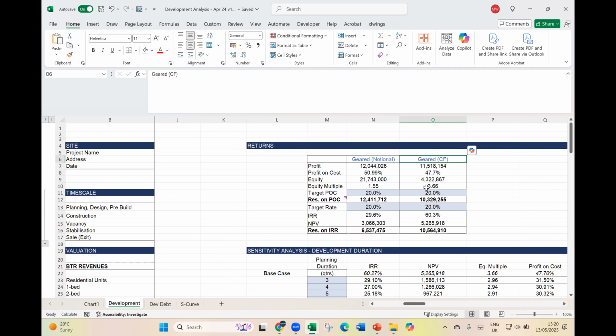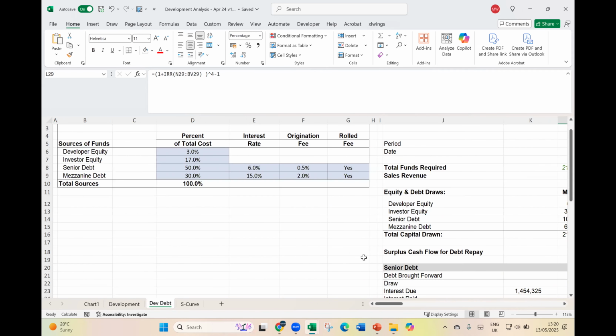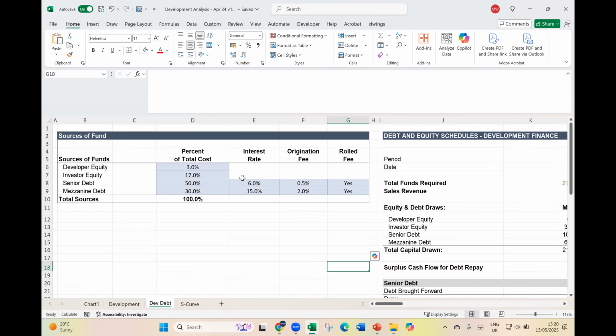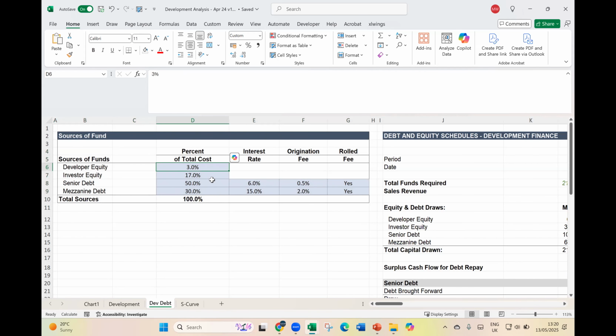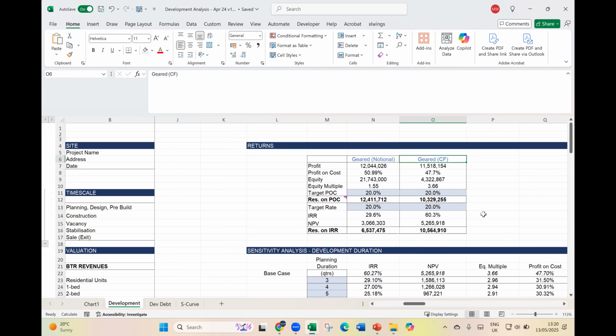And then you have the geared cash flow here, which is then based on the debt finance here, and I won't have time to go through the debt finance here, but it assumes that you have what we call the capital stack. Yeah, so the capital stack is where you're going to have a mix of where the money is going to come from. So it's going to come from the developer's equity, the investor's equity, senior debt, and mezzanine debt. Yeah, and then you have the interest rates here and the origination fees.